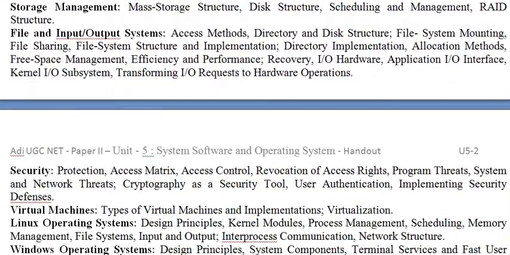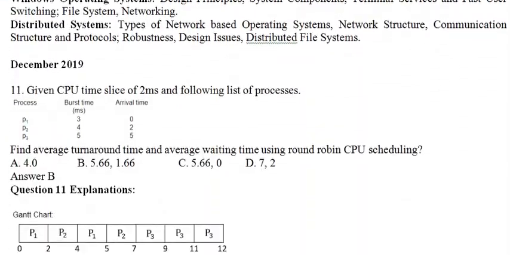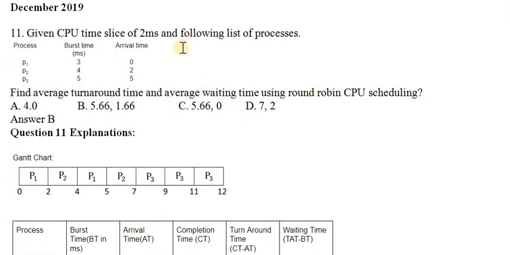Now what was asked in the last few semesters? In December 2019, very interestingly, they asked: given a CPU time slice of 2 millisecond and the following list of processes. There are 3 processes P1, P2, P3, and to complete them we have burst time 3 second for P1, 4 second for P2, and 5 second for P3.